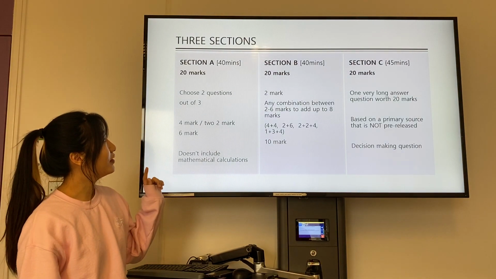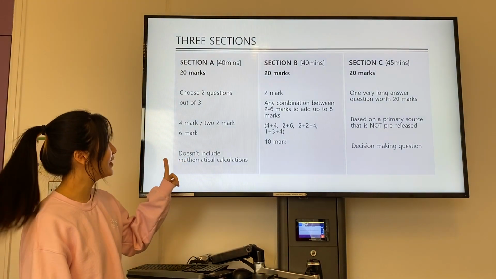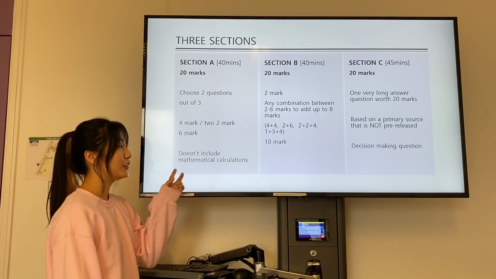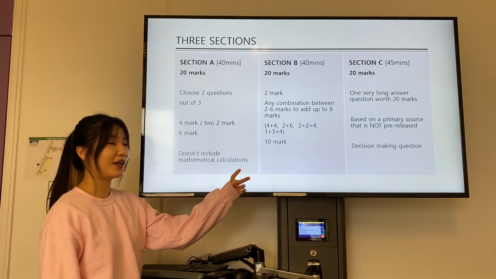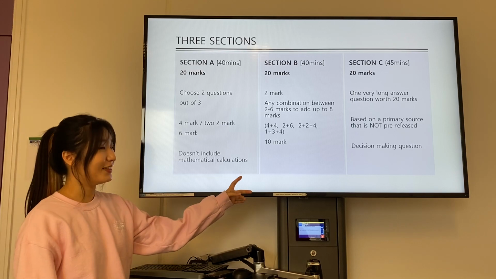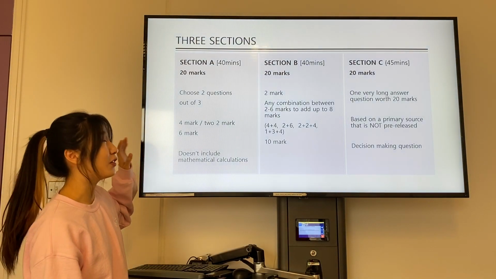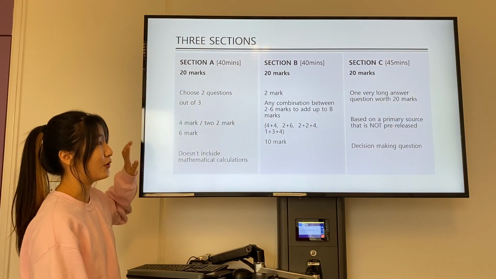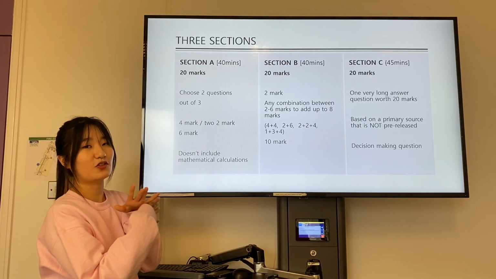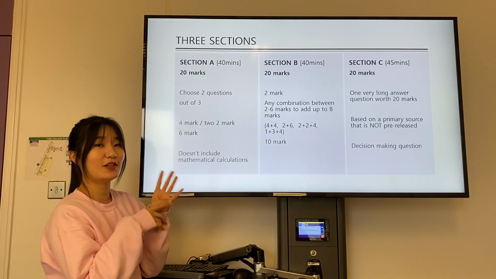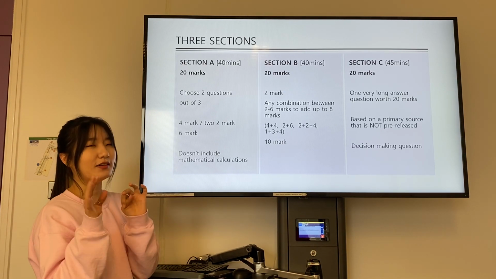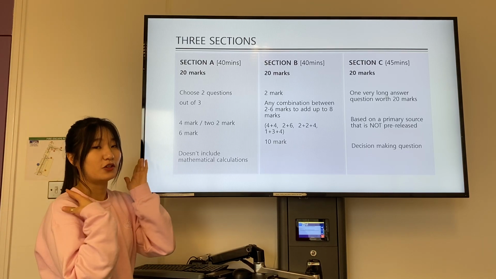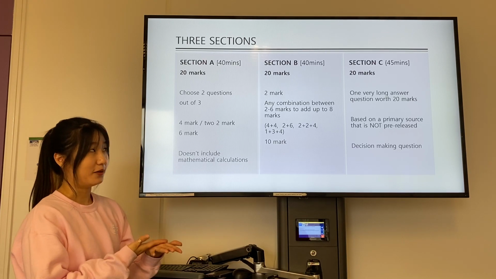So Section A consists of 20 marks in total, and you get to choose 2 out of 3 questions. None of these questions are going to require you to do mathematical calculations, and the maximum marks each question will give you would be 6. So there won't be any in-depth questions you would have to answer, mostly explanations and definitions, and a little bit of discussion and suggestion, but you won't be required to give a judgment or recommendation in Section A.